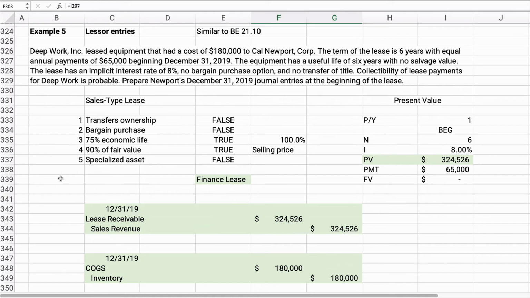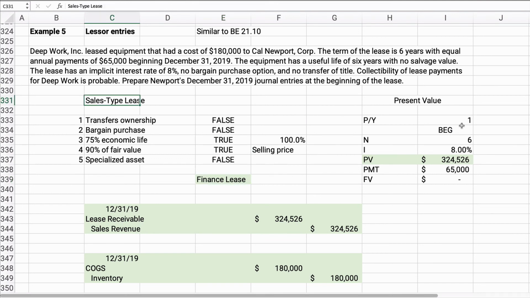All right, so this is a 6-year lease out of a 6-year asset. Now, we think this is really a sales type lease, right? Because it looks like Cal Newport has equipment that it's just selling to deep work, except they're calling it a lease. So this is a sales type. It's going to include cost of goods sold and things like that. So we think that they're going to sell it at what they think it's worth, right? So by definition, the selling price is the fair value. So we're going to say that's true also. This is a finance type lease, which is a sales type lease for the lessor.